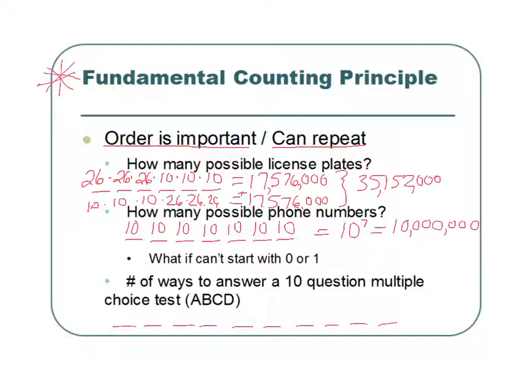How many options do you have for the first question? Well, it could be A, it could be B, it could be C, it could be D. I have 4 different options. And for the next question, well, I can repeat. If the last answer was A, it could still be A, so I'm still going to have 4 options. And I'm going to have 4 options over and over, and really that's just going to be 4 raised to the 10th power.